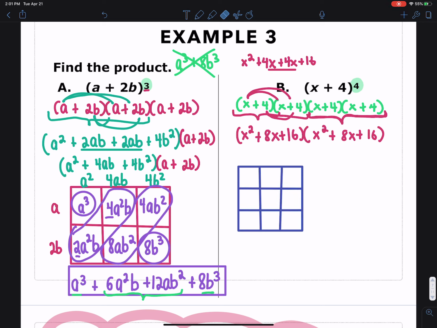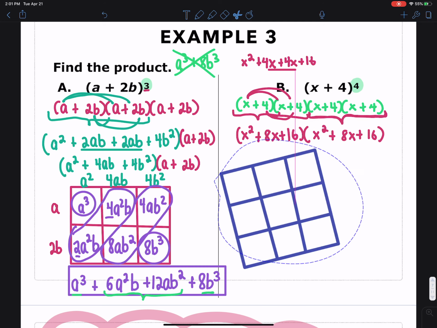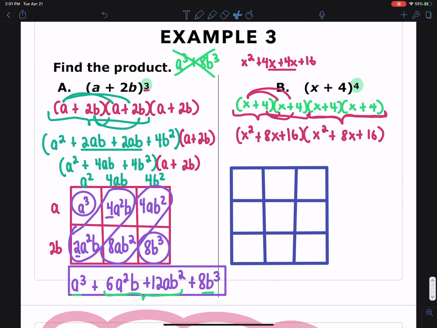I'm going to make that a little bit bigger. So we have x squared, 8x, and 16, and the reason why I did that is because our numbers are going to get kind of big. X squared, 8x, and 16. This is going to give us x to the 4th, 8x to the 3rd, and then 16x squared.